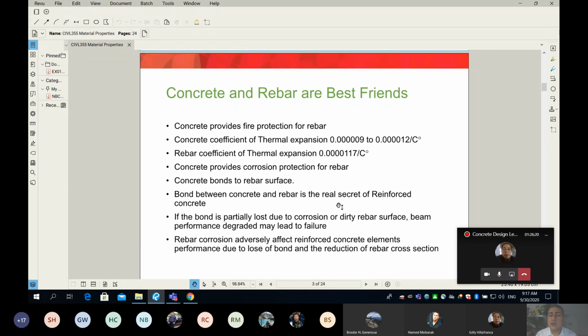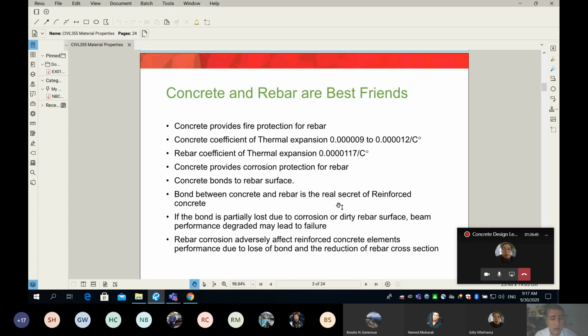Also, concrete provides corrosion protection. We know that rebar corrodes due to a chemical and electrical process. So it corrodes, and when it corrodes, that's very dangerous. And I'm going to highlight the danger of corrosion shortly. But corrosion is very dangerous, and concrete provides corrosion protection for the rebar.